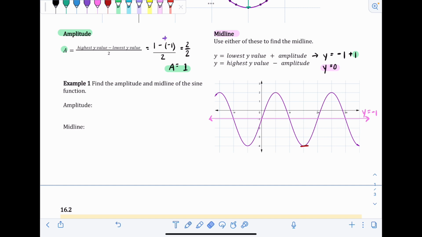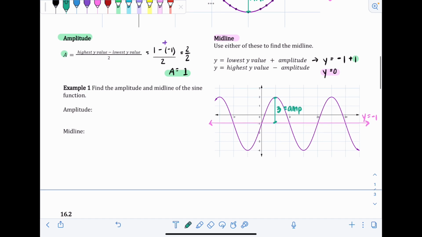And then the amplitude is the distance from the midline to the maximum or the minimum. So if I'm going from here up, that's 1, 2, 3 units. So 3 units would be the amplitude. So that's what I mean by you don't have to use the formulas. You can just eyeball it from the graph if you feel comfortable, but the formulas are always there.